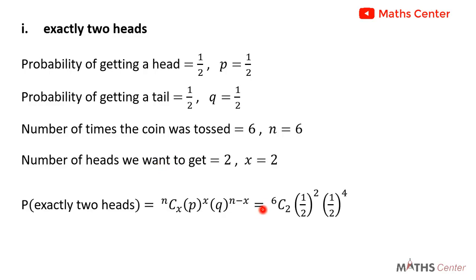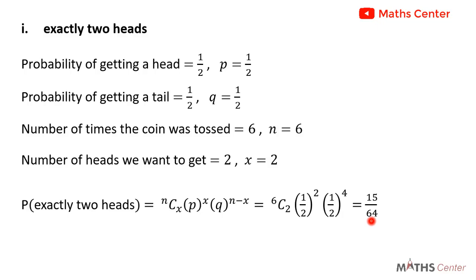When we do that, we are going to have 6 combination 2 times half exponent 2 times half exponent n minus x. N is 6 and x is 2, so that will give us 6 minus 2, which is 4. And this gives us 15 divided by 64. So the probability of getting exactly 2 heads is 15 divided by 64.